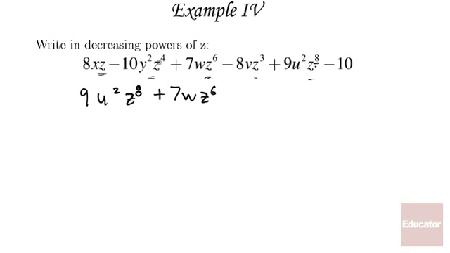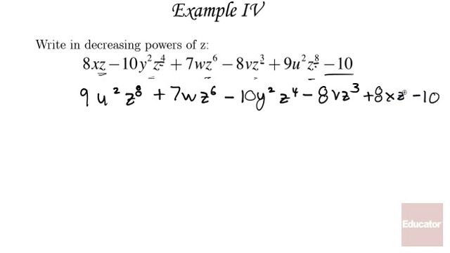After that, z to the 4th, so negative 10y squared z to the 4th. After that, I have a z to the 3rd. Finally, 8xz and my constant. So this is written in decreasing powers of z, and I'm just checking that these exponents are decreasing, and they are, so it's correct.